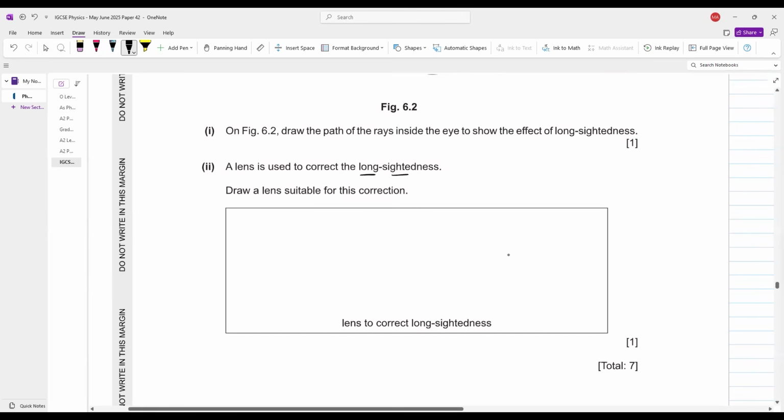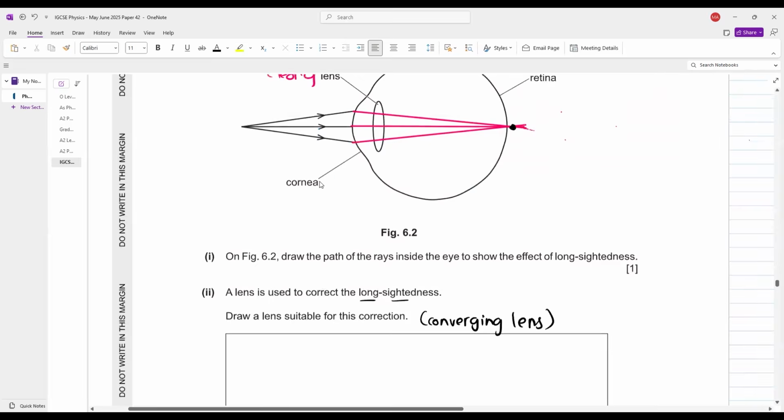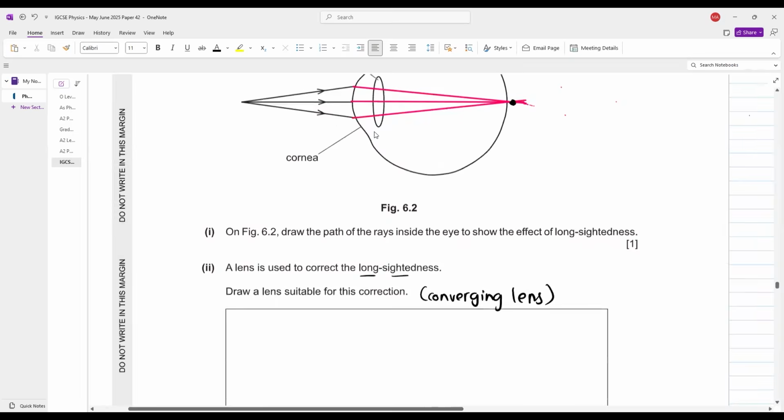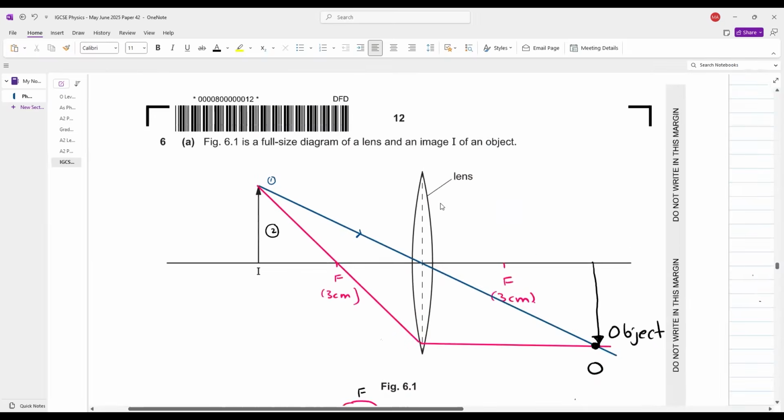A lens is used to correct long-sightedness. Draw a lens for this correction. कौन सा लेंस यूज होता है लॉन्ग साइटेडनेस को करेक्ट करने के लिए? कन्वर्जिंग लेंस. How does a converging lens look like? Oh, I am so bad at drawing. कन्वर्जिंग लेंस की क्या डायग्राम होगी? This thing. Let's draw it. ठीक है, या फिर इस तरह का कन्वर्जिंग लेंस होता है.